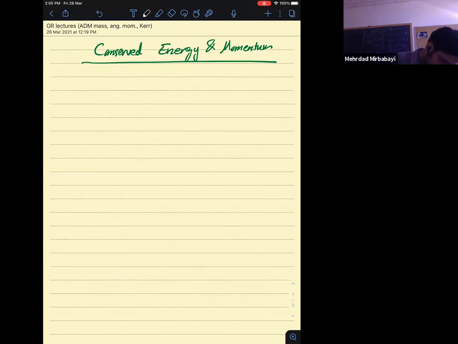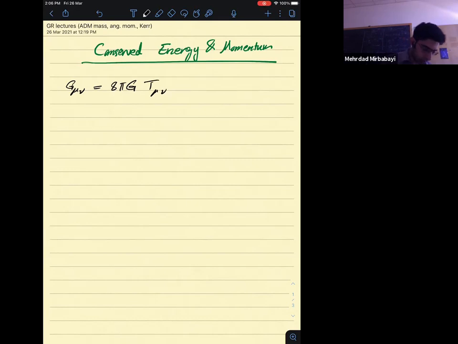ADM mass, or conserved energy and momentum in asymptotically flat spacetime. So we have the Einstein equation. Now we can derive it in various ways. One thing that we noticed last time was that the T mu nu that we get for matter fields is not good for defining conservation laws in general, because it's not ordinarily conserved, but it is covariantly conserved. And we need something which is ordinarily conserved in order to define conserved charges or conserved mass and energy.